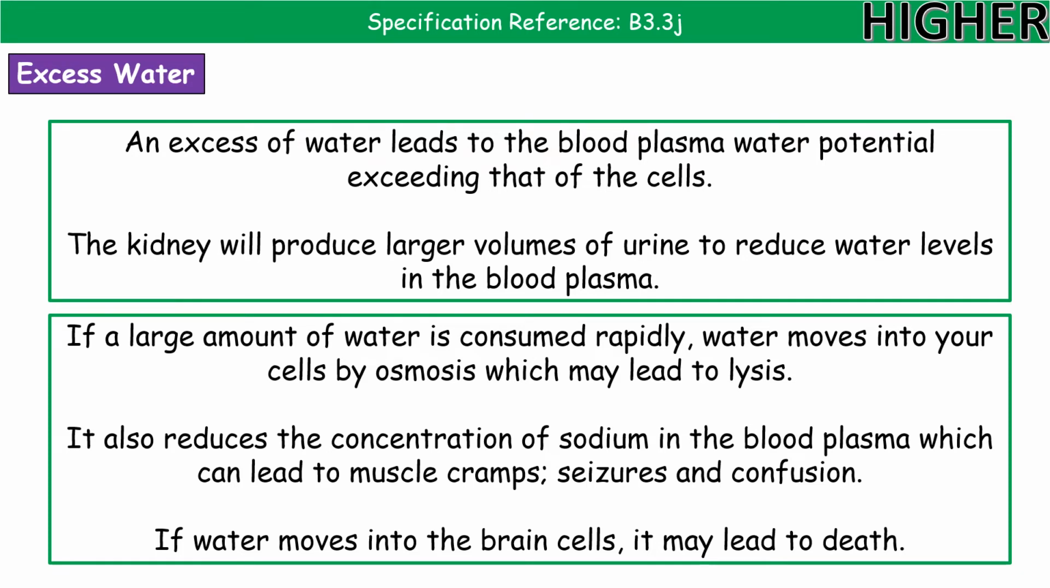Now, if we have an excess of water, so this is where you've got loads of water in your body, then there is the risk that you could actually have a blood plasma water potential that is greater than that of the cells. So what we can normally do is remove that water through producing more urine. If, however, we can't do this for some reason, and one of the most common ones is using certain drugs, they inhibit this process, then you've got large amounts of water in your blood plasma.